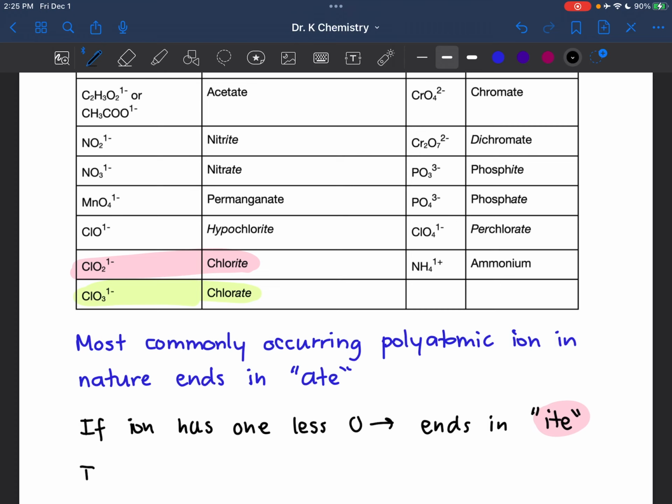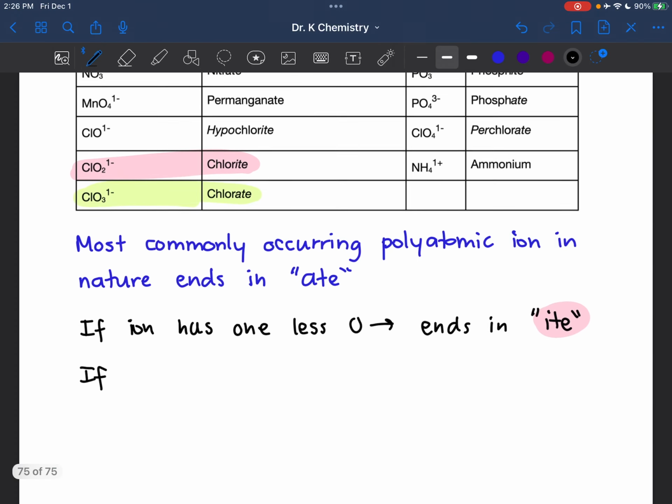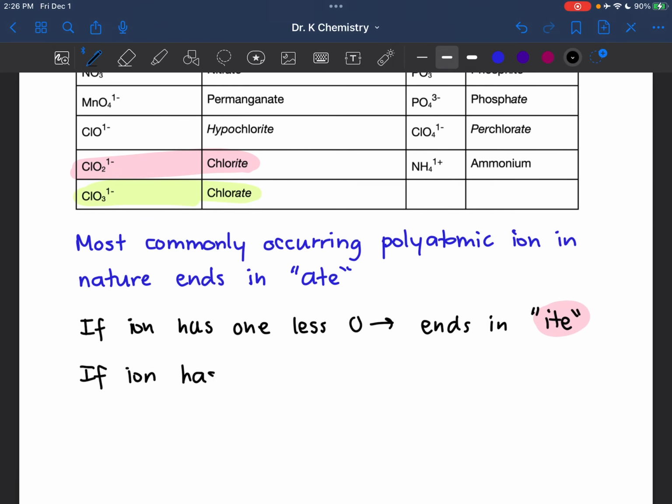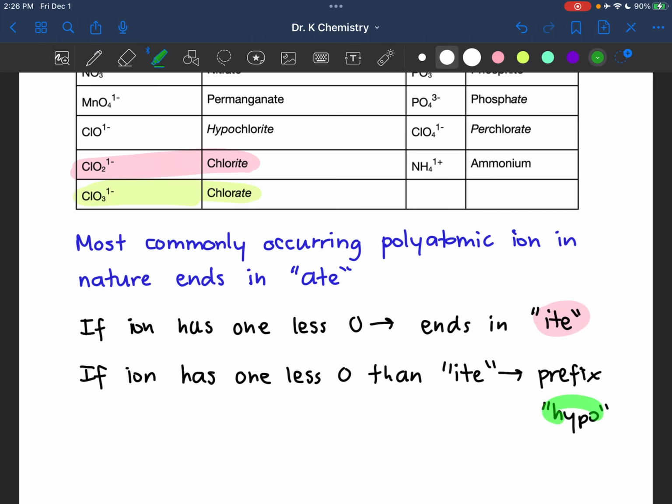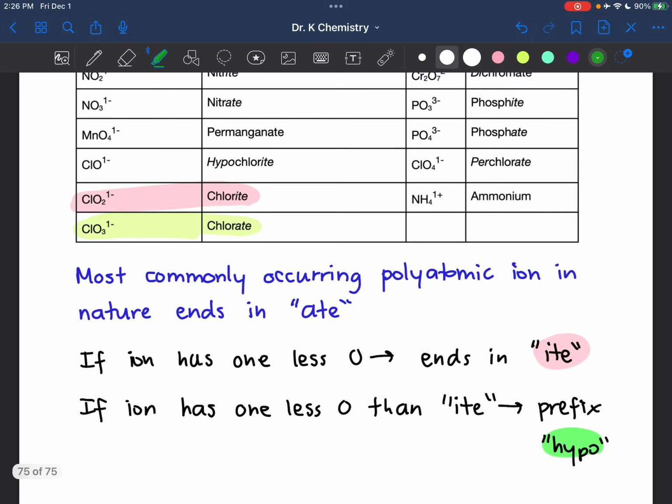Now, if the ion has even fewer oxygens, so if the ion has one less oxygen than the ite version, then we use the prefix hypo. So hypo meaning low. If you think about terms like hypothermia, means low temperature. So hypochlorite has one fewer oxygen than the ite version. This has only one oxygen, chlorite has 2 oxygens.